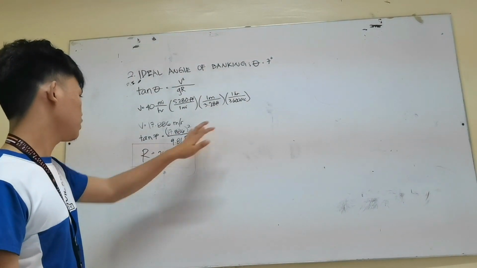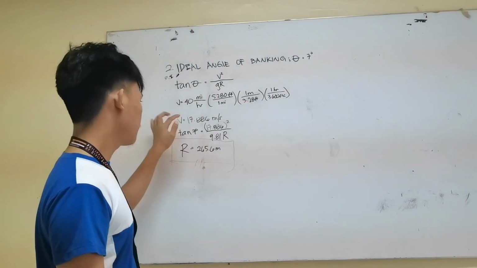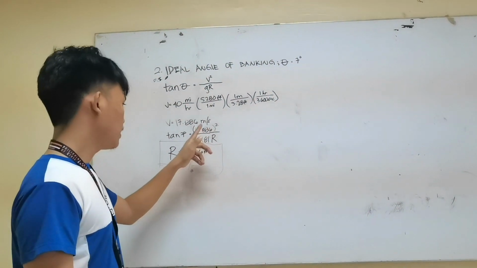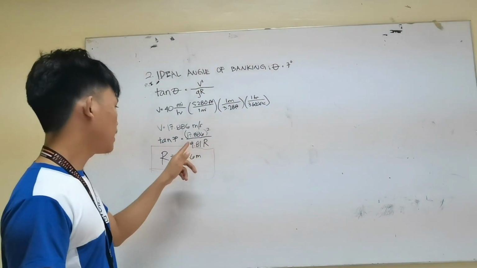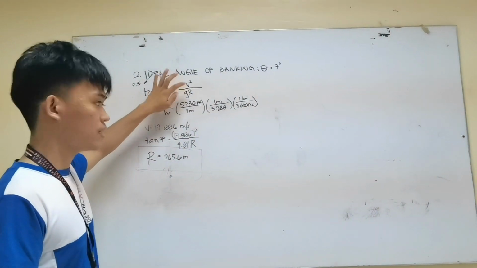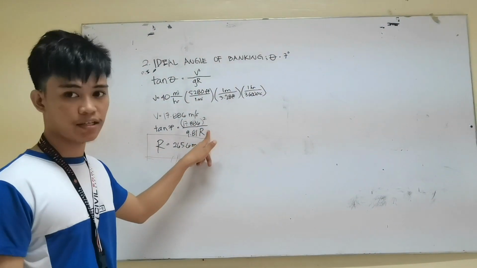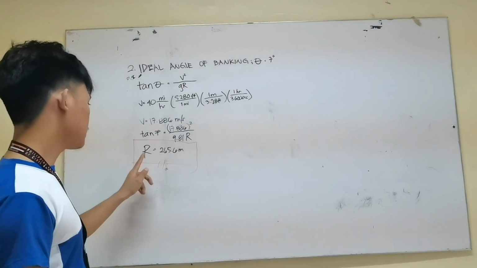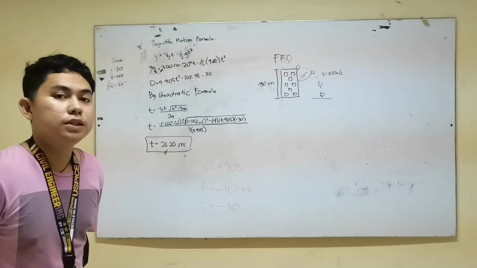After calculating, we get 17.886 meters per second. So tan 7 degrees equals 17.886 squared over 9.81 times R. Gravity G is known to be 9.81. Solving for R, the radius, and calculating, the final answer is 265.6 meters.